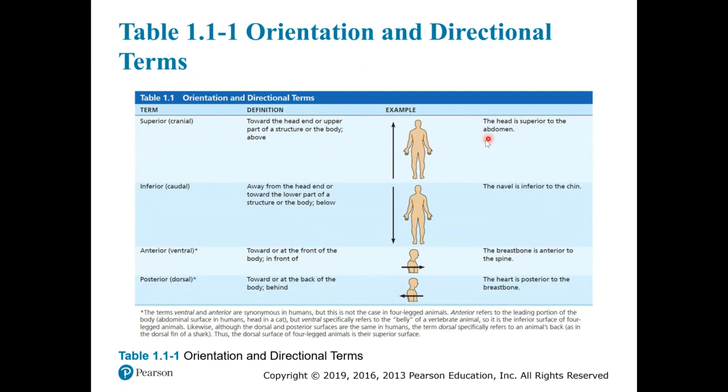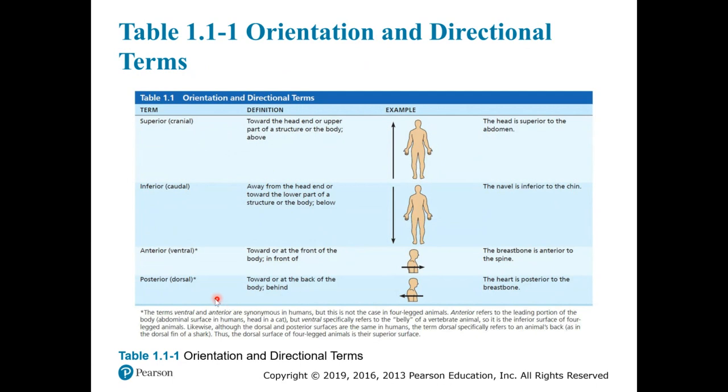So here's an example. The abdominal cavity, which we haven't had yet, but we will in a minute, and the head. The head is superior to the abdomen. That makes the abdomen inferior to the head. The navel is inferior to the chin. That makes the chin superior to the navel.